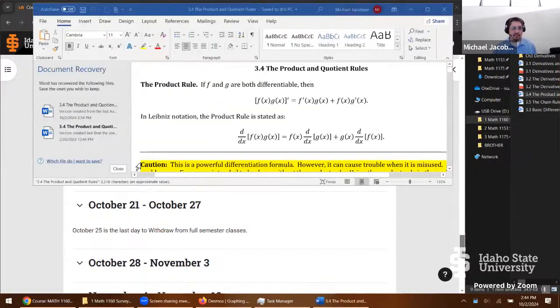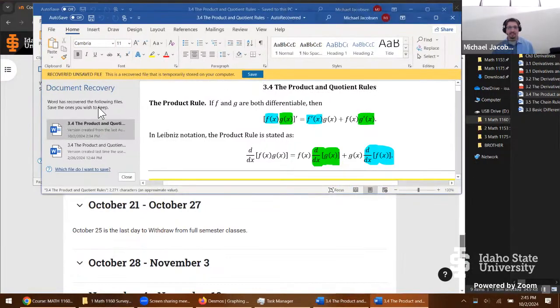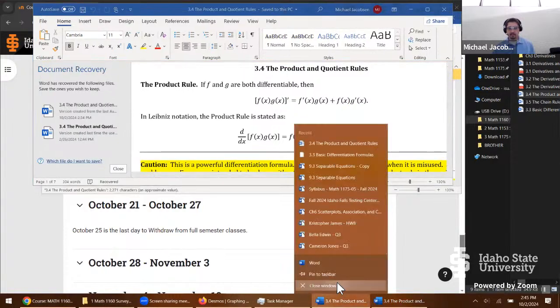Okay, we've got some recovery options. One at 1244 or 1244. That's not, 234. That's probably the one we want. Let me close that.